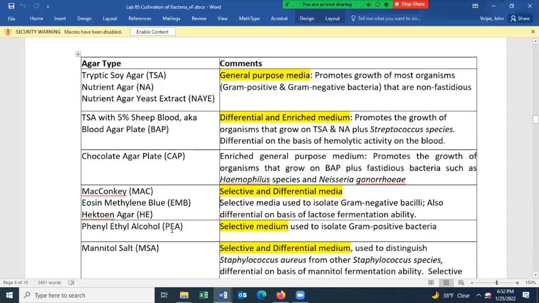PEA agar, or phenyl ethyl alcohol, is a selective media, and it is used to isolate gram-positive bacteria. So phenyl ethyl alcohol grows gram-positive bacteria. Gram-negative do not tend to grow in it, and that's because the alcohol affects the gram-negative cell wall and prevents those cells from growing.